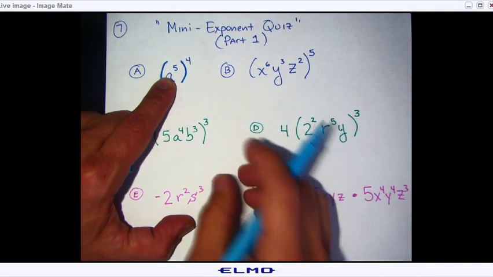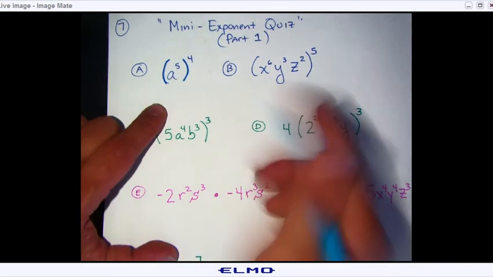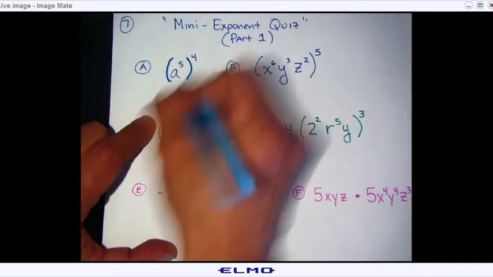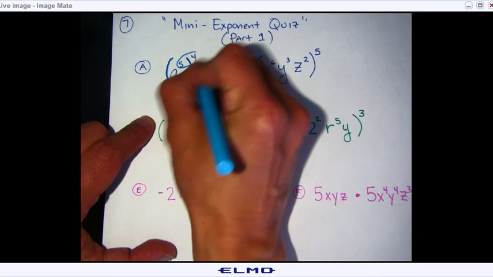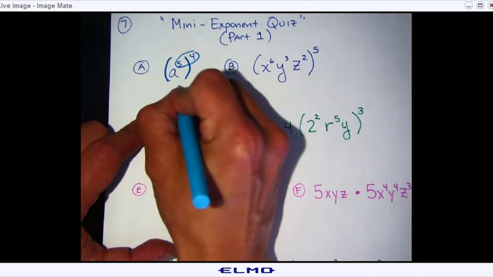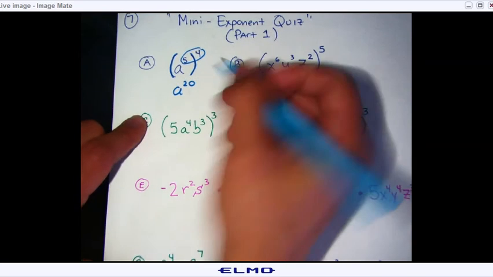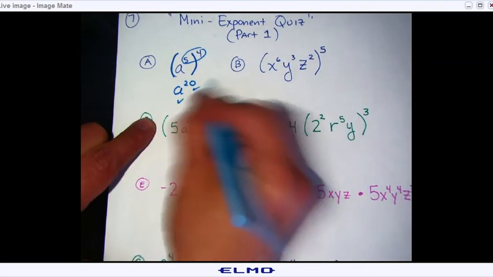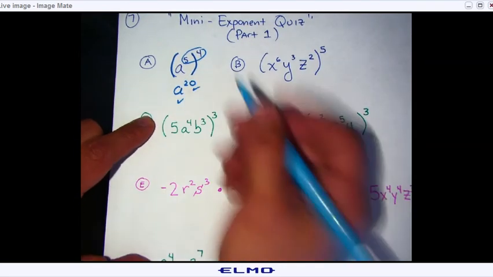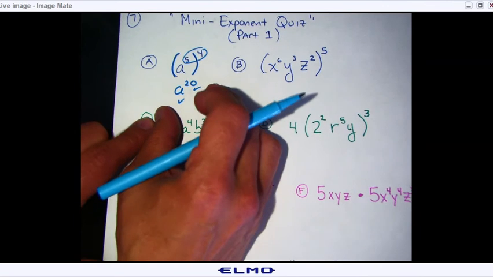Some of you guys put a to the 9. No, no, no, no. You were supposed to multiply. So it should be 4 times 5, which is a to the power of 20. Now, some of you guys, I put a check here and a little check there, okay? Each problem is worth 30 points.